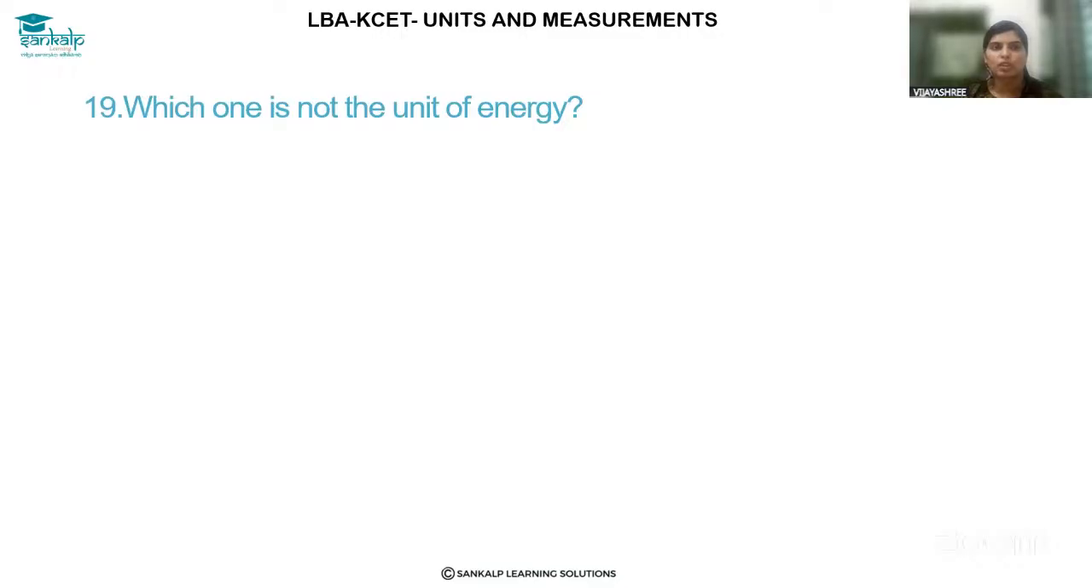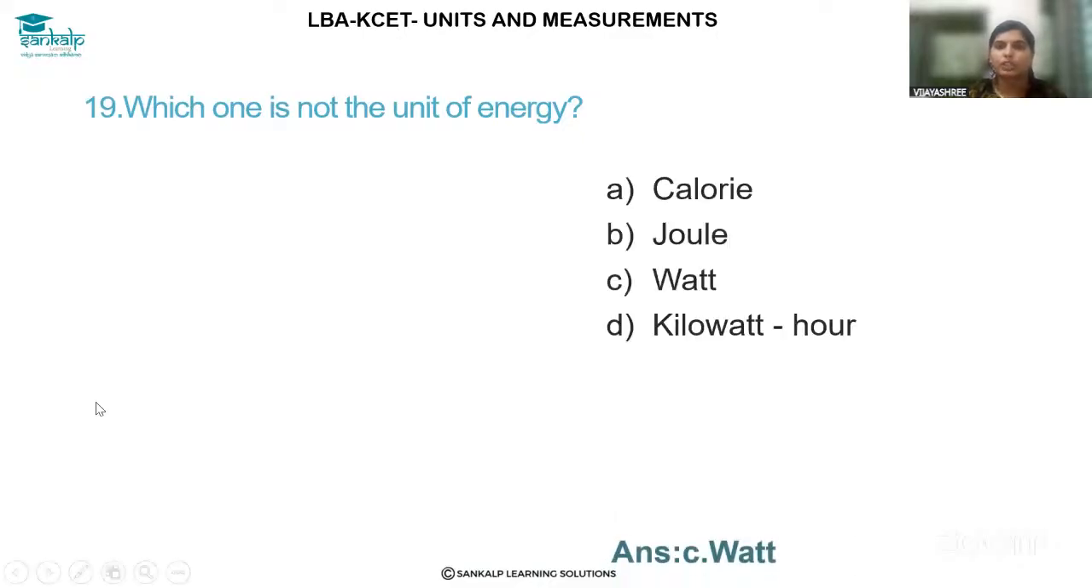Let us look at question number 19. Which one is not the unit of energy? Options. Option A calorie, option B joule, option C watt, and option D kilowatt hour.